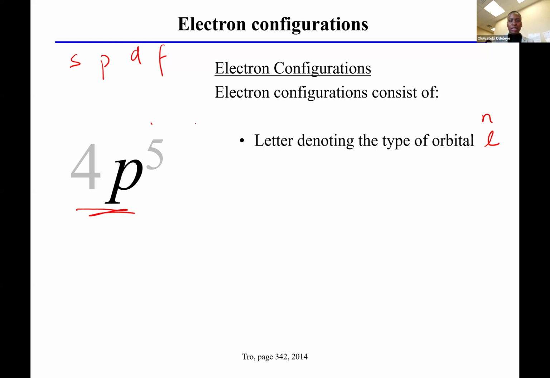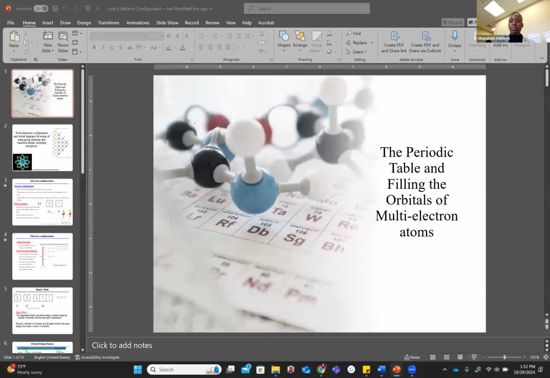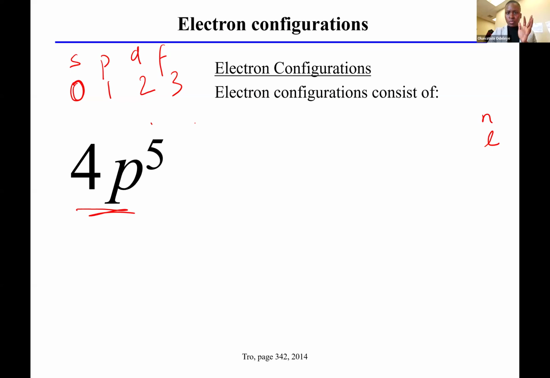Hopefully I come back on soon. But yeah, so it would denote the type of electron. So the 5 would be how many electrons that I have. Okay, I'm back. Sorry, guys.